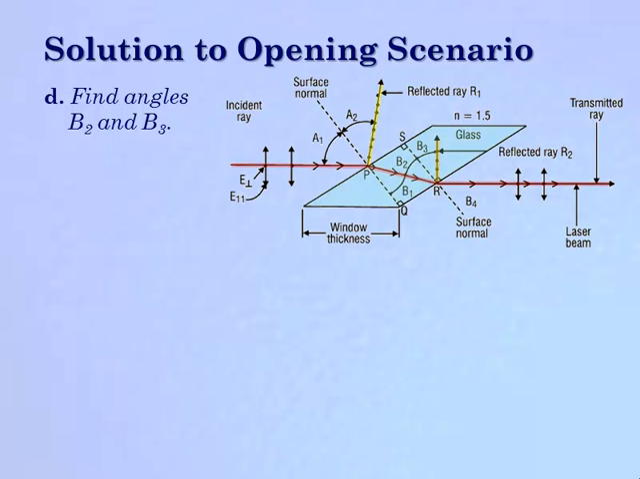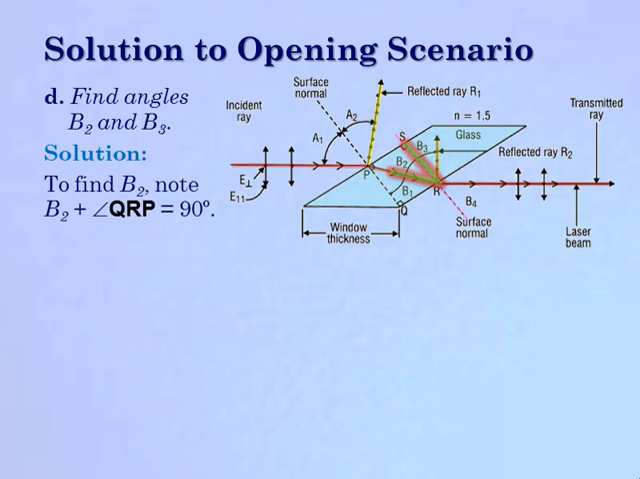Next part asks us to find the angles B2 and B3. B2 and B3 are the angles of incidence on that second interface, and B3 is the angle of reflection from that. And we'll notice that both of those are referenced to a new surface normal there that we're looking at, not the old one, but this new one.